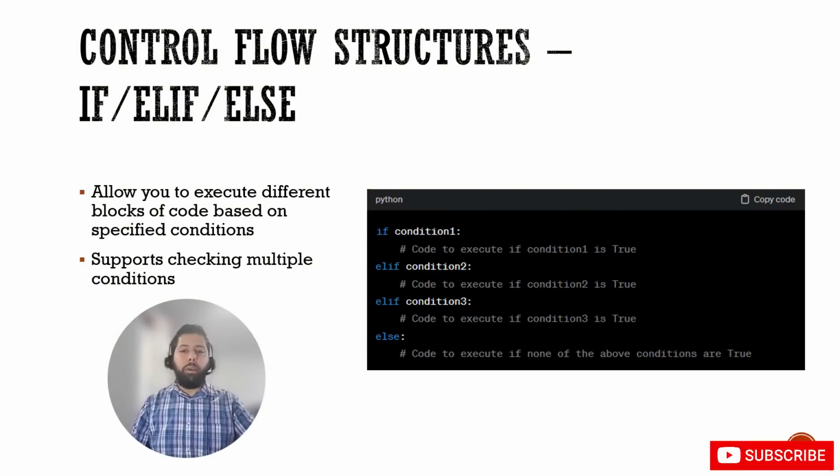So if condition 1 is met, then execute whatever code is under that, okay? Now, if condition 2 is met, then you're going to run that code. If condition 3 is met, run that code. So it's going to just keep checking the conditions. And if none of those are met, it's going to just do whatever is under the else condition, okay? So it does support checking multiple conditions, and that's the beauty of control flow structures: they allow for a multitude of various options to select from and run code.